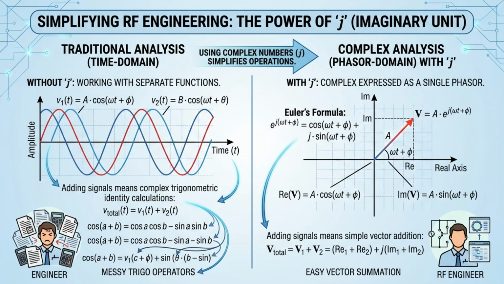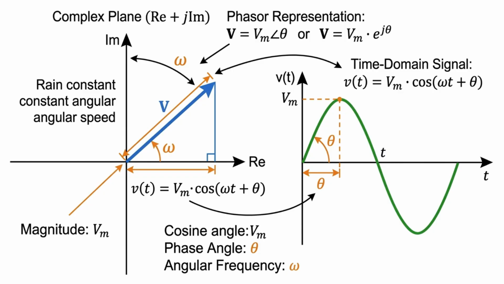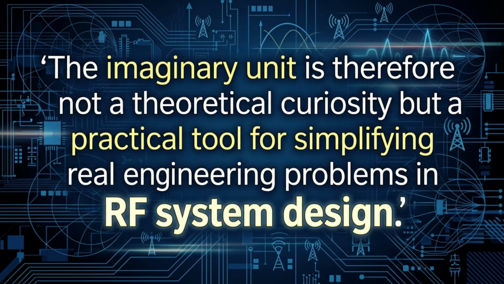RF engineers use the imaginary unit, often written as J, because it simplifies the analysis of oscillating systems. Instead of working with time-dependent sine and cosine functions separately, both components can be combined into a single complex expression. This simplifies calculations involving phase shifts, impedance, and wave propagation. It also allows engineers to apply algebraic operations to problems that would otherwise require solving differential equations. The imaginary unit is therefore not a theoretical curiosity, but a practical tool for simplifying real engineering problems in RF system design.